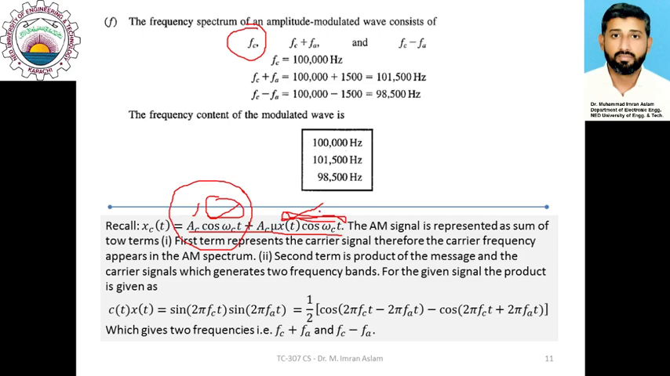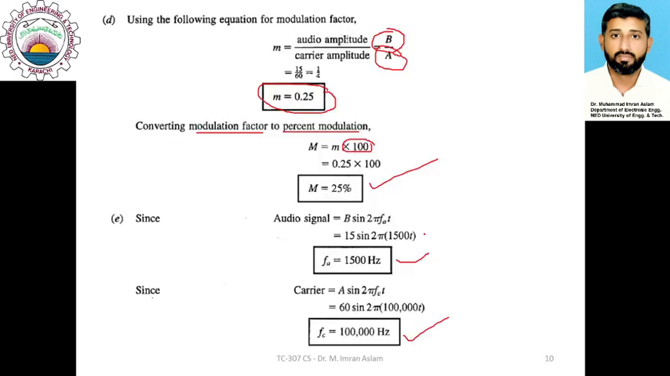What about this product x(t) and cos omega c t? If you look at this product, it will give rise to two frequencies. How are there two frequencies? Let us take our problem, because we are working with two signals. One is the audio signal, which has the form of sin 2 pi f_a t, and the other signal is the carrier wave, which has the form of sin 2 pi f_c t.